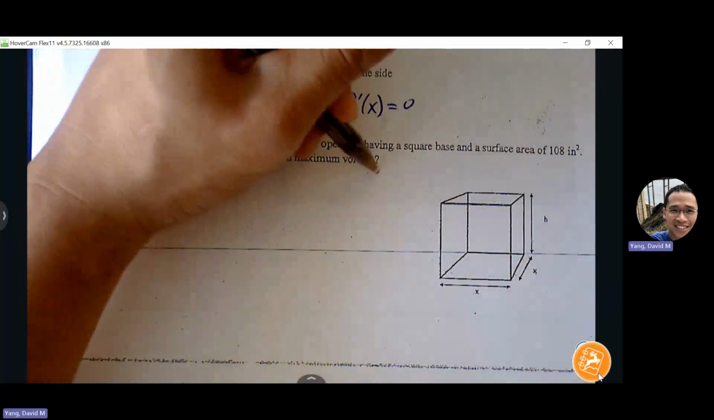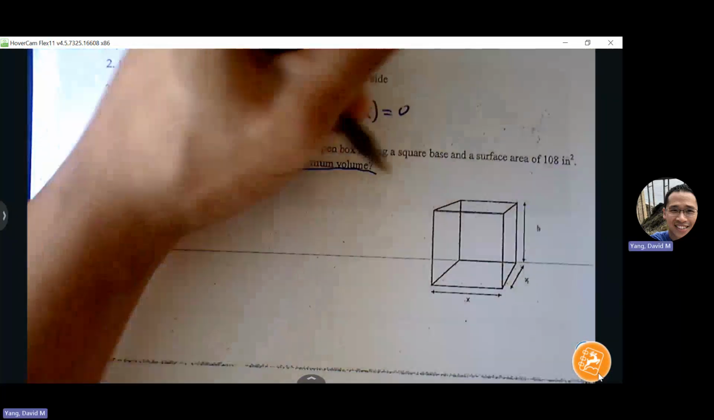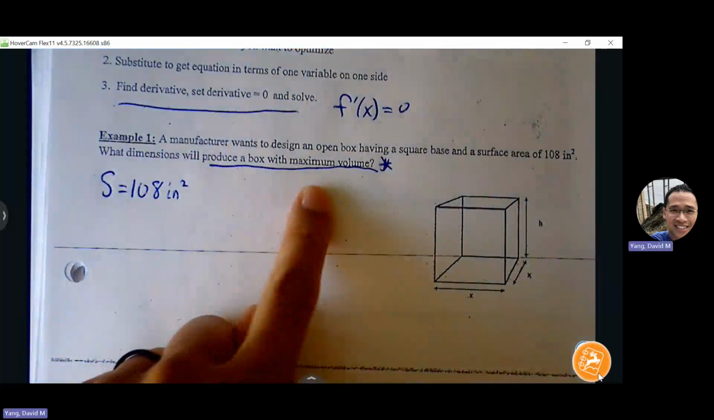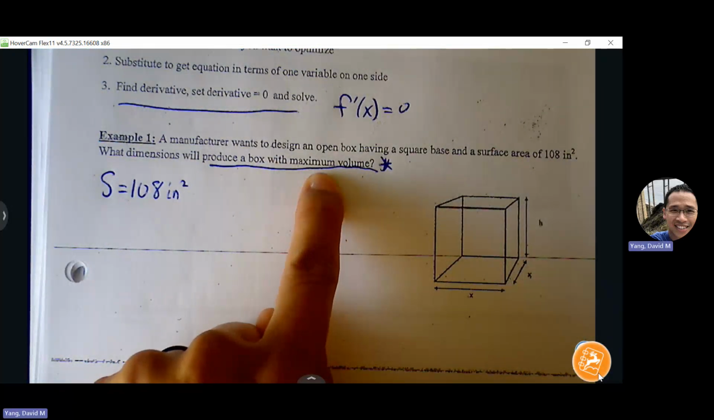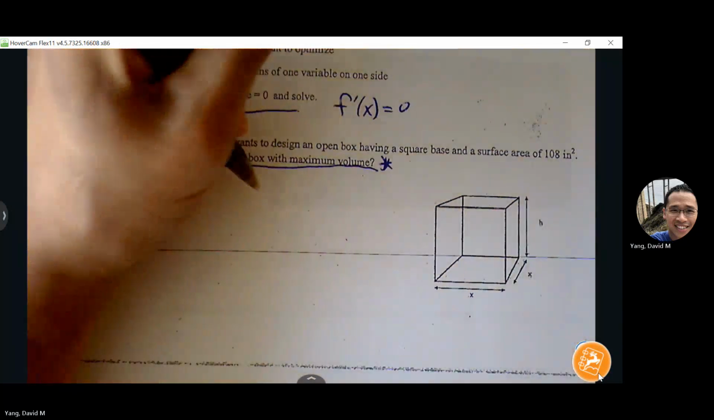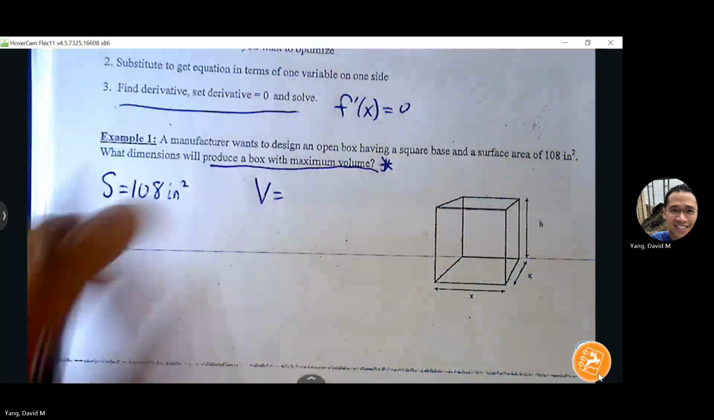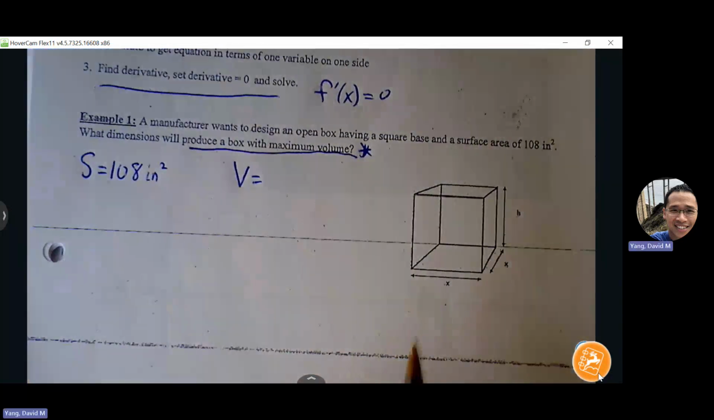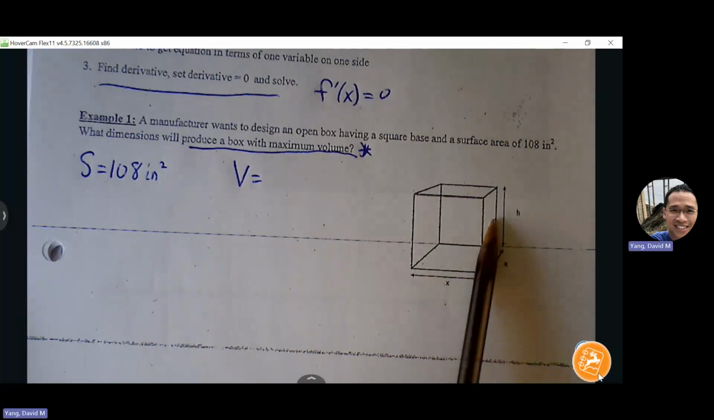What dimensions will produce a box with a maximum volume? So if you see the word maximum or minimum or optimal, that's the variable that you're trying to find the derivative for. So using the variables that we see here, what's the volume of this box? Length times width times height, right? X squared H.